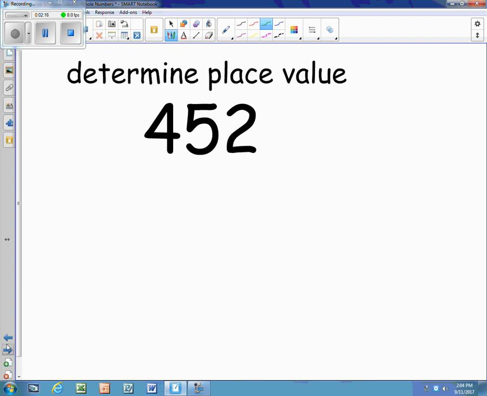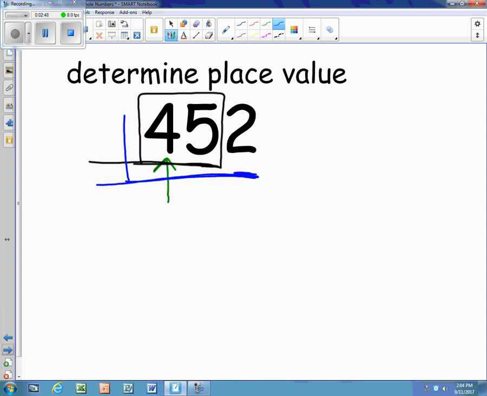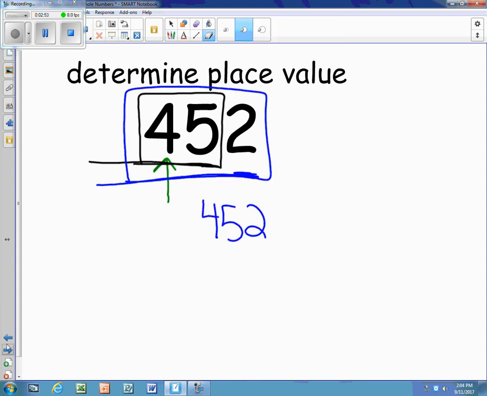Now let's look at 452. If I asked you how many hundreds, you would say that there are 4 hundreds. If I asked you how many tens, here's the tens place. So what goes from all the way to the left all the way up to the tens place? How many do I have? I have 45 tens. But if I asked you how many ones do I have, it's very similar. Here's the ones place. I want to go all the way from the left and all the way over. How many ones do I have? All of these. I have 452 ones.